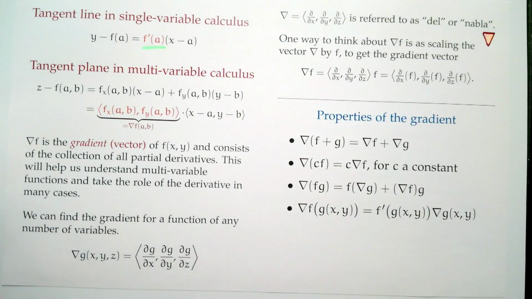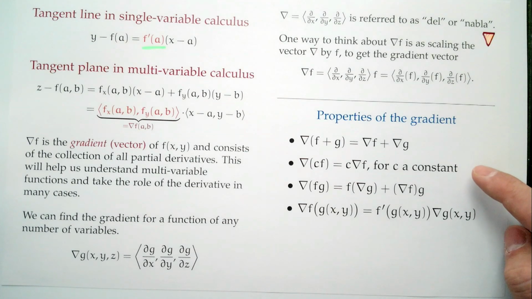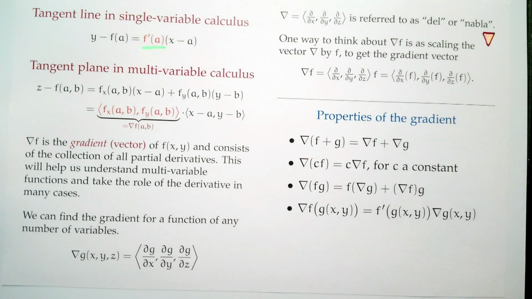Now, the nice thing about the gradient is it has a lot of the beautiful properties that we would expect to be true. If I want to take the gradient of f plus g, that's the gradient of f plus the gradient of g. If I want to take the gradient of some constant times f, I can pull out the constant. Or maybe I want to take the gradient of two functions multiplying together. Well, if you work it out, you have a product rule: f times the gradient of g plus the gradient of f times g.